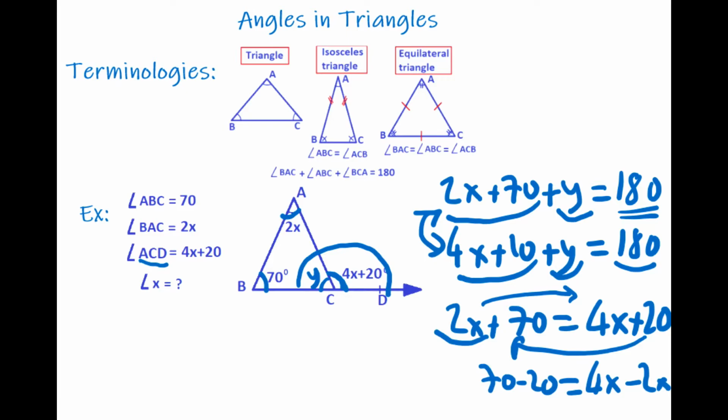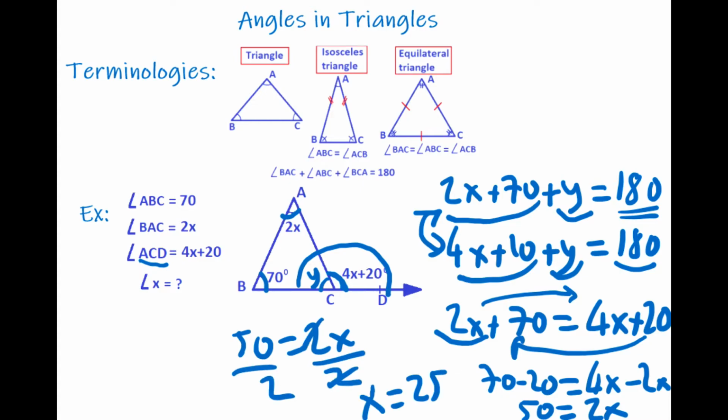So if you subtract 20 from 70, we're going to have 50. 50 is 4x minus 2x. It's going to be 2x. So if 2x is 50, 50 is 2x, and divide both sides by 2. These are gone. So x is 25, guys.